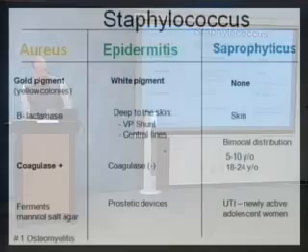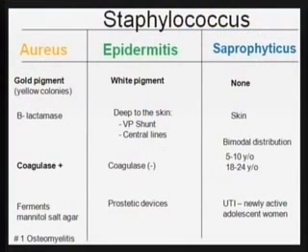Coagulase positive, ferments mannitol on salt agar. Remember, it's the number one cause of osteomyelitis. Number one cause of osteomyelitis. Versus staph epidermidis. Remember, that's the deep to the skin, so VP shunts, central lines. Coagulase negative, and these are prosthetic devices, is who would be prone to that.